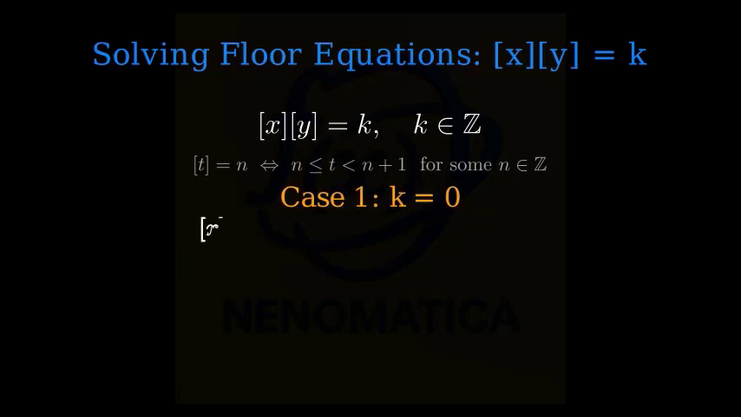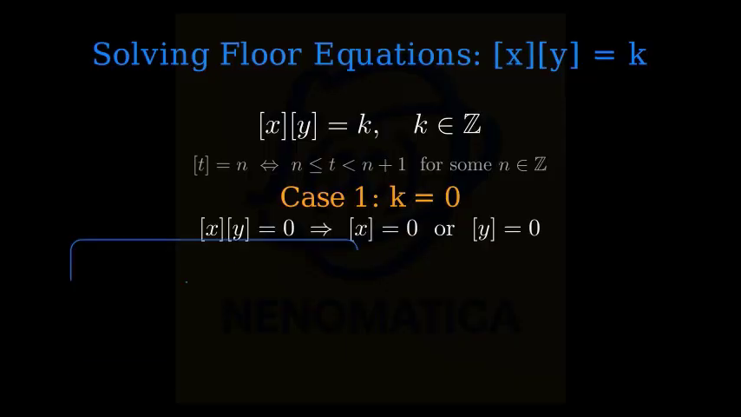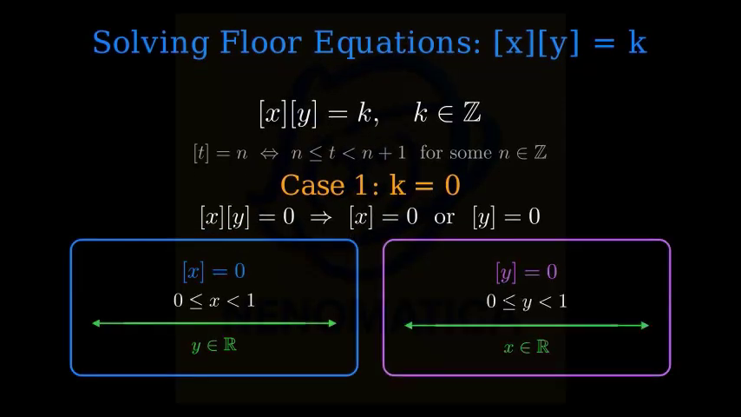Case 1. When k equals 0, the product of the two integers floor of x and floor of y is 0. By the zero product property, at least one factor must be 0. So either floor of x equals 0 or floor of y equals 0. Let us visualize what floor of x equals 0 means. It means x lies from 0 inclusive up to 1 exclusive. In that branch, y is completely free and can be any real number.